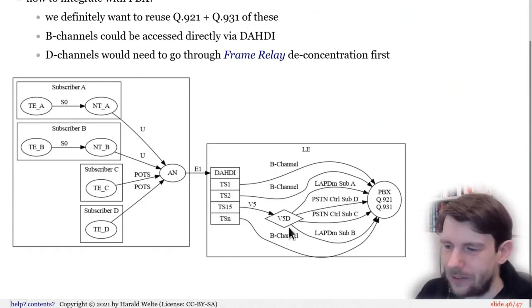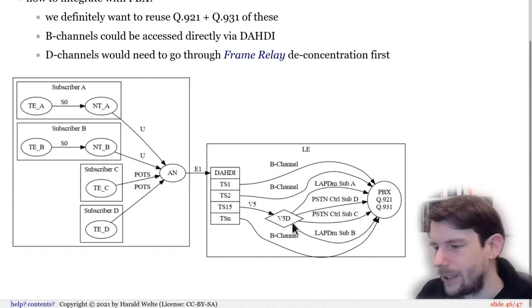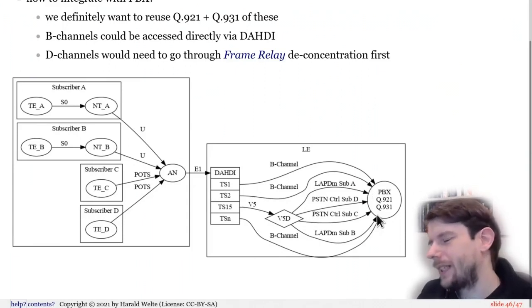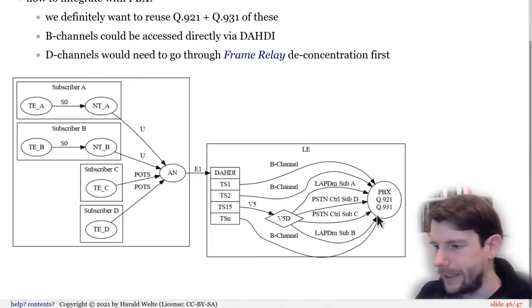We go into the V5 daemon. That's what I'm writing right now. And that daemon handles all the control, and in addition, also passes the LAPD or demultiplexes the LAPD of those individual subscribers. And somehow needs to interface that then into the PBX code. I'm not sure yet what I'm going to integrate with. I think it's most likely Yate or FreeSWITCH or both.